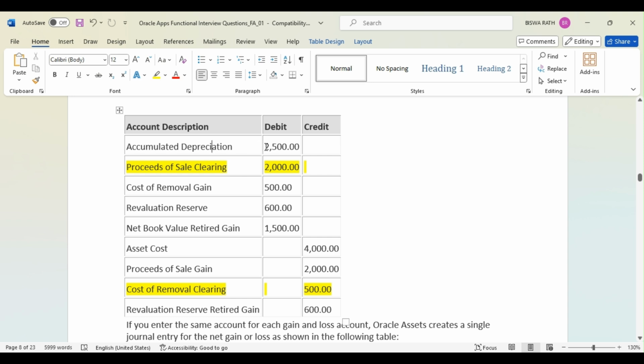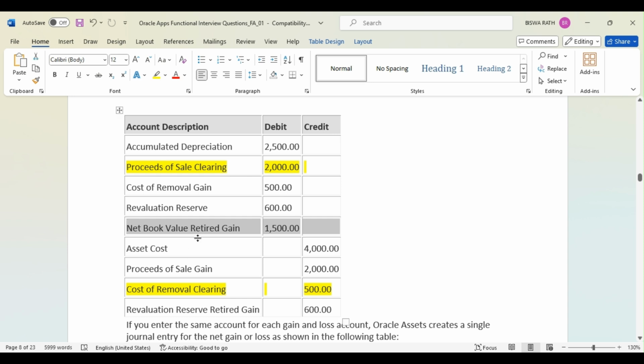Asset cost is 4000 total, which I have retired and sold off to the vendor. 2500 is accumulated depreciation, which has already been done. I have reversed this. Against that, I have sold it to the vendor at 2000, and 500 is my cost of removal. Now 600, as you can see, is my revaluation reserve created based upon the foreign currency revaluation reserve. And this 1500 is nothing but the asset net book value you have as on that day before selling and retirement of this particular asset.